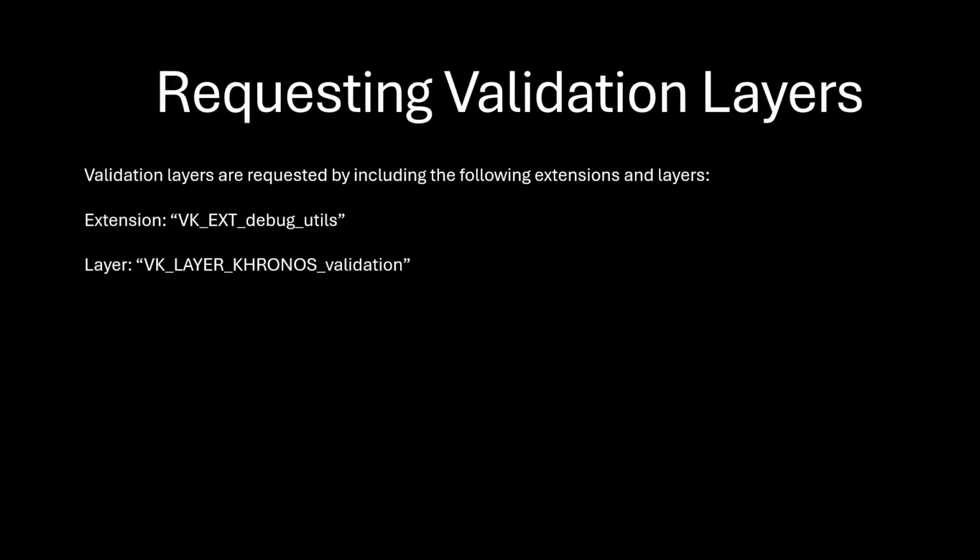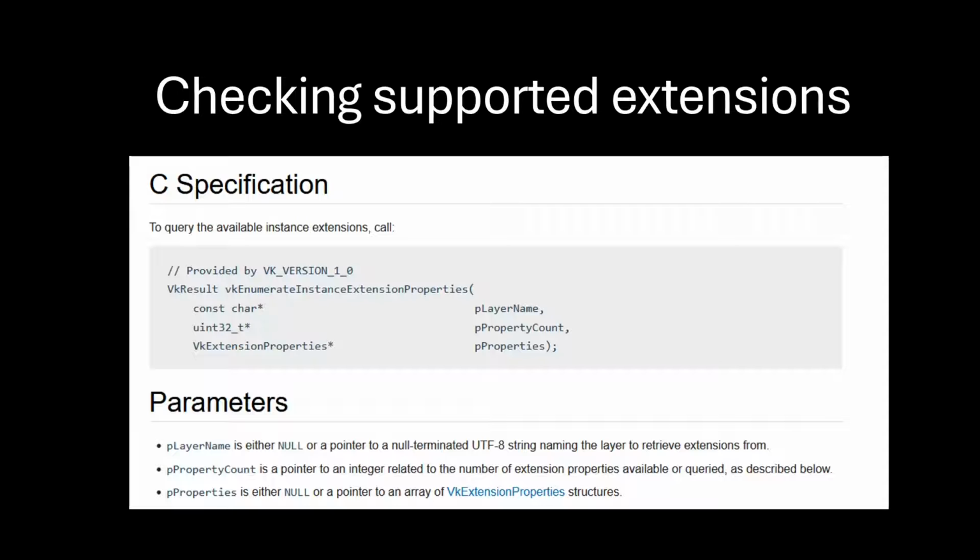Cool. So let's say we've gone ahead and requested those. Probably a pretty decent question to ask is, how can we check what our instance will support? We're going to create an instance. It would be good to know which extensions and which layers we can support. So this is the C header function prototype. As we can see here, this is an optional argument, the first one. So we could be checking extensions based on a given layer name, but we don't need to.